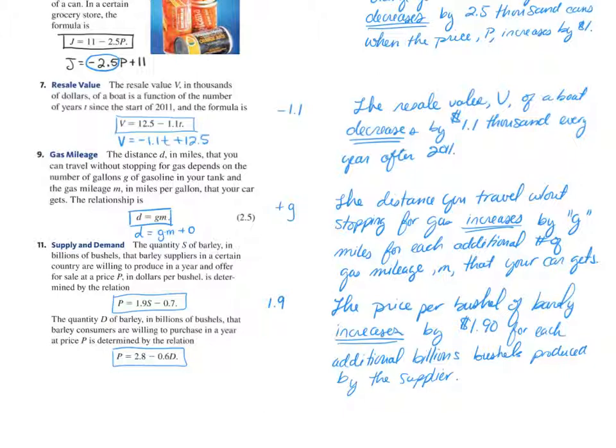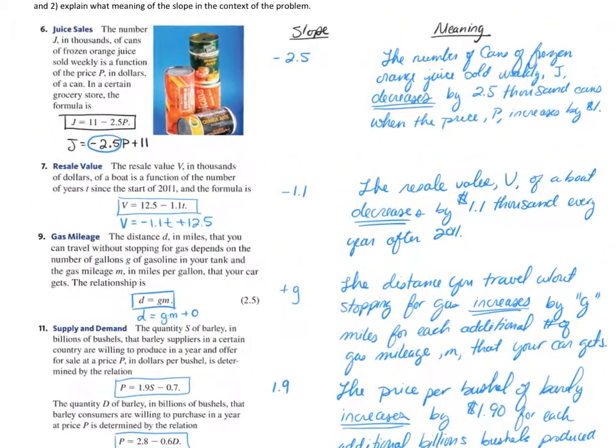Another way to also understand the meaning of a slope is what you can do is you can write the slope as a ratio. So I'm going to write every single slope as a ratio by putting it over 1. And then what you want to do is you want to write the unit. So remember that the slope is the change in your output divided by the change in your input. So for this problem, the output is J and the input is P. So what's the unit for J? The unit is thousands of cans, and then the unit for P is dollars. So you can think of this as thousands of cans per dollar.